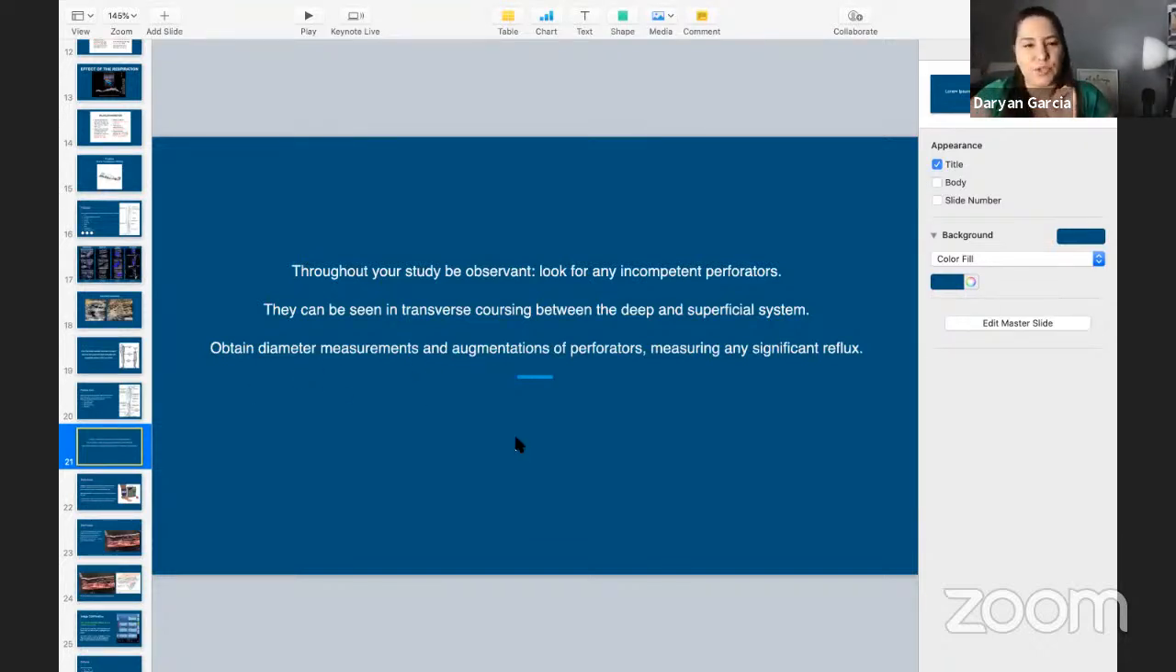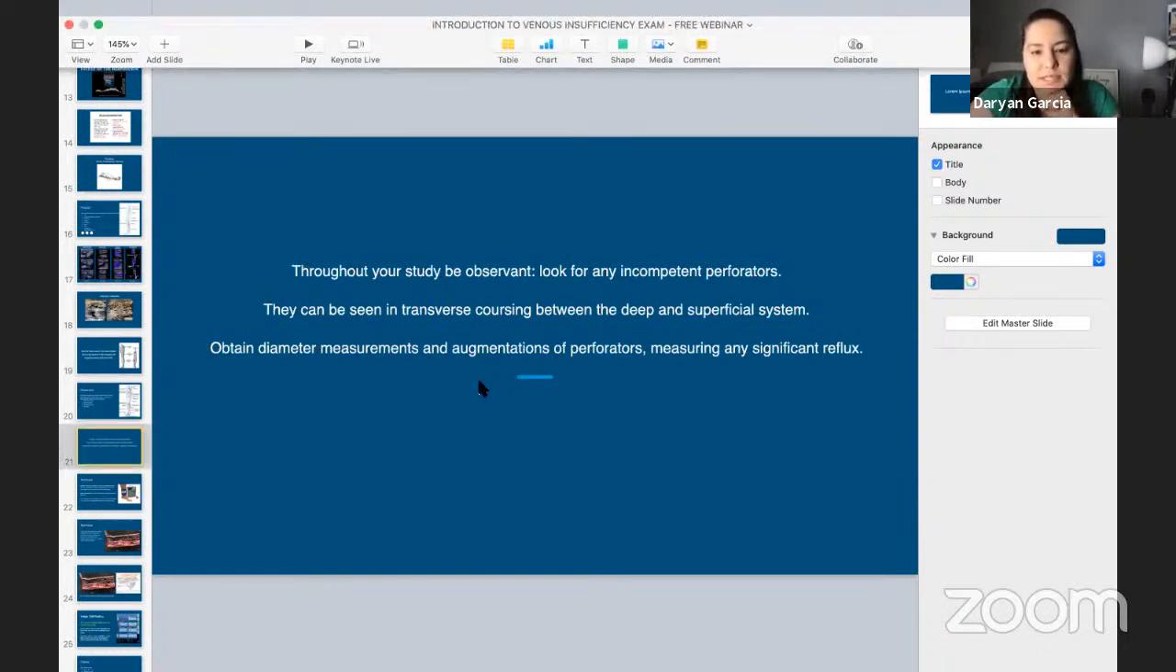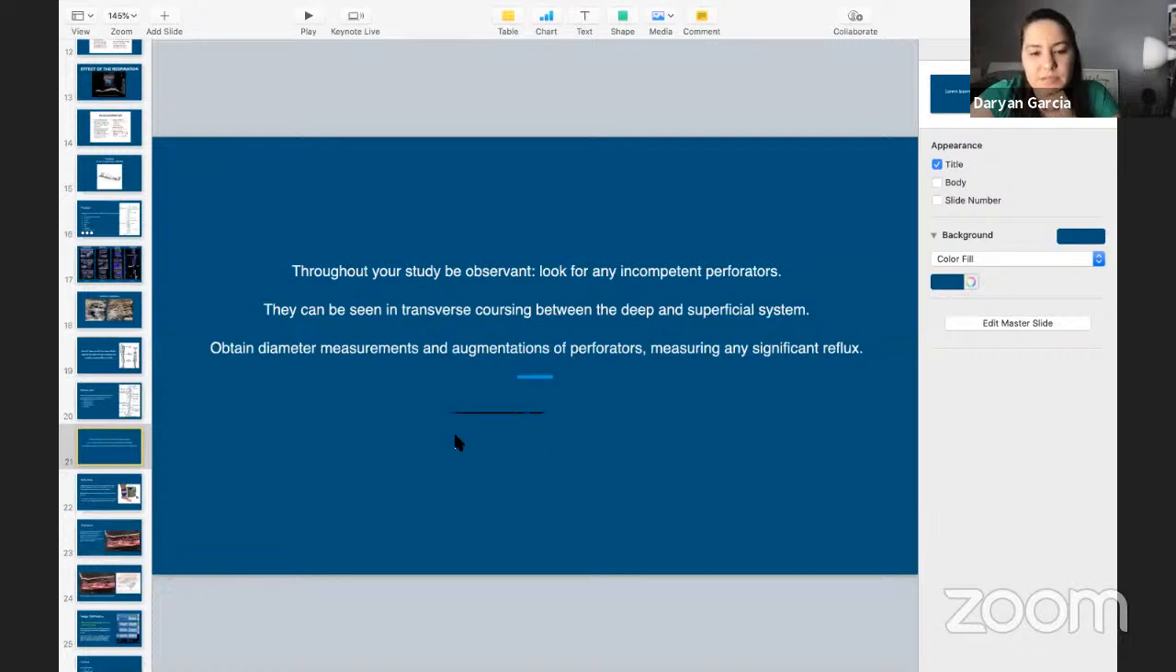In a sagittal, let me show you guys. So let's say you have the GSV here, and then you have a deep vessel here. You're going to have the perforator going through here. So you're going to measure from here to here. So that's what you would document if the perforator is dilated, okay?